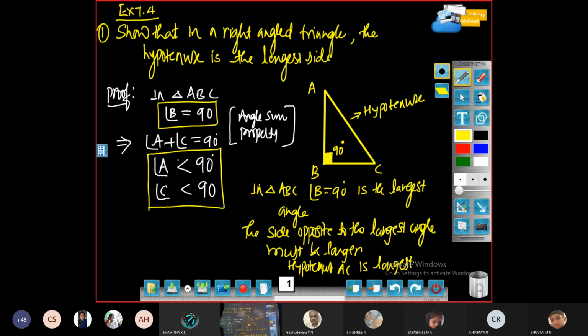Yes, sir. So when we compare all the three angles, angle B is the largest angle. Therefore, the opposite side of that angle is the hypotenuse AC. So that must be the longest side among all the three sides. You can note down this. We'll move to the second question after this. If it is over, then I will go to the second question.